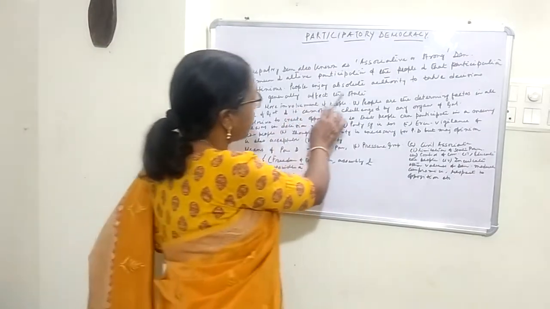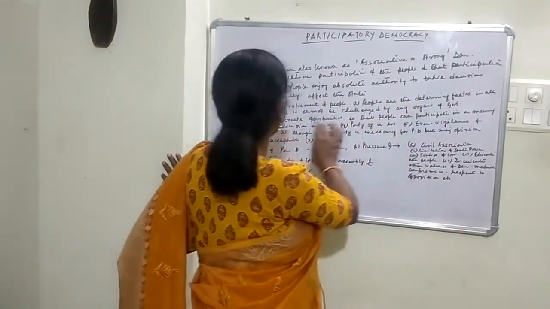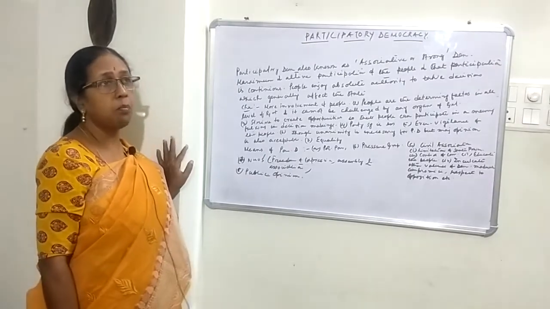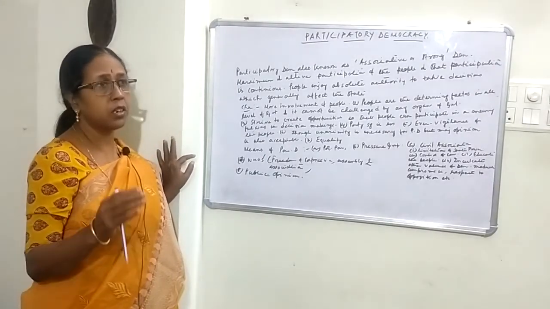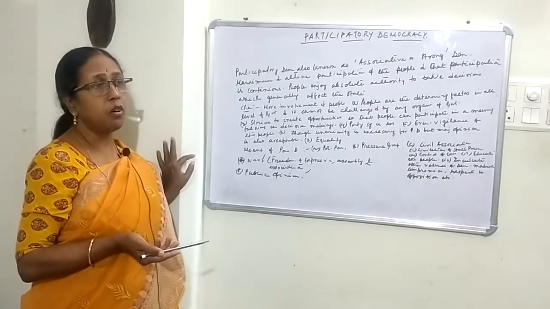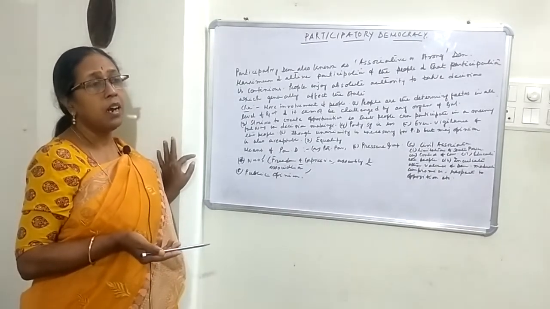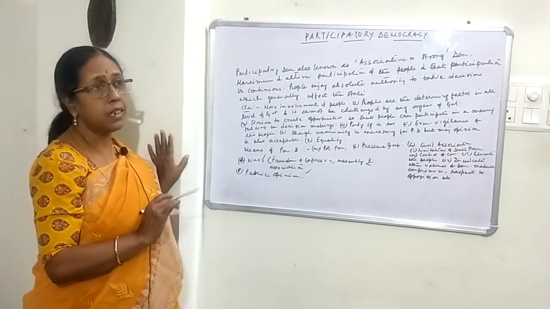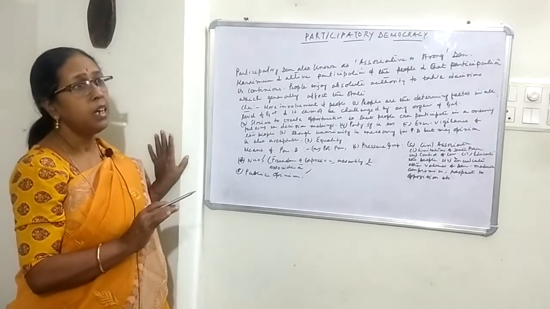Then people enjoy absolute authority to take decisions which generally affect the state. So people will take the ultimate decision and they will convey their decision to the government, and the government should not have the capacity to change the decision of the people. That is actually the participatory democracy.